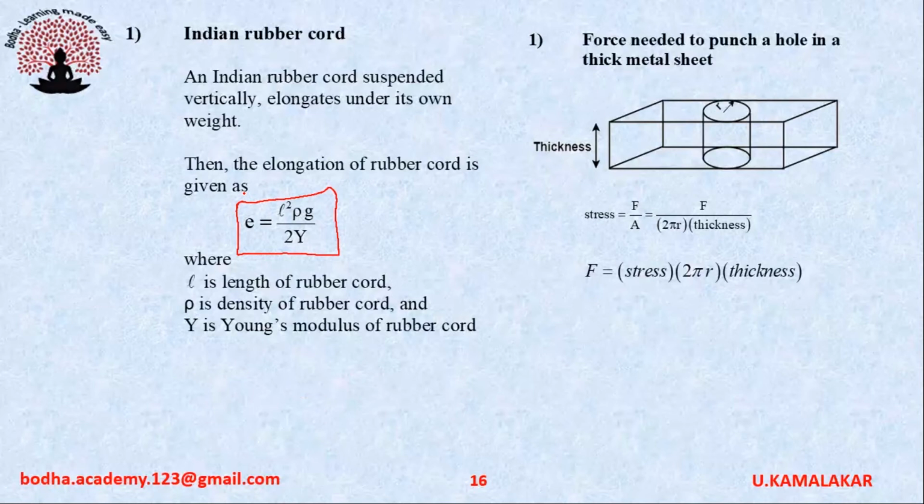Next topic. Force needed to punch a hole in a thick metal sheet is given as F is equal to stress into 2πr into thickness, where r is radius of the hole.